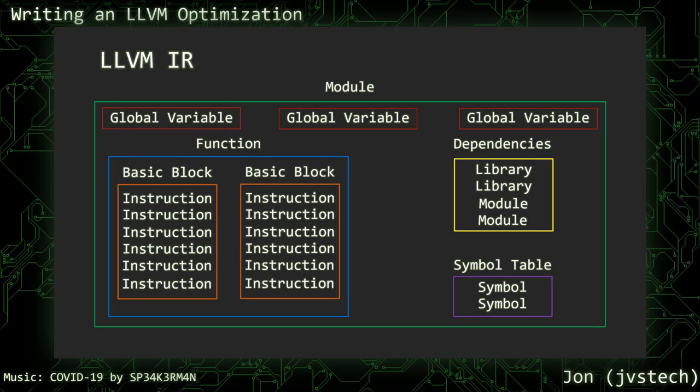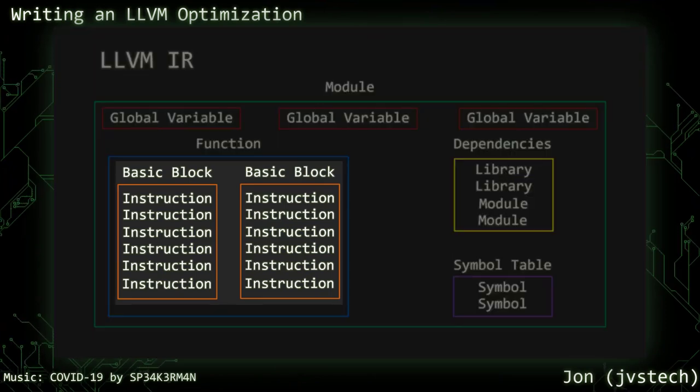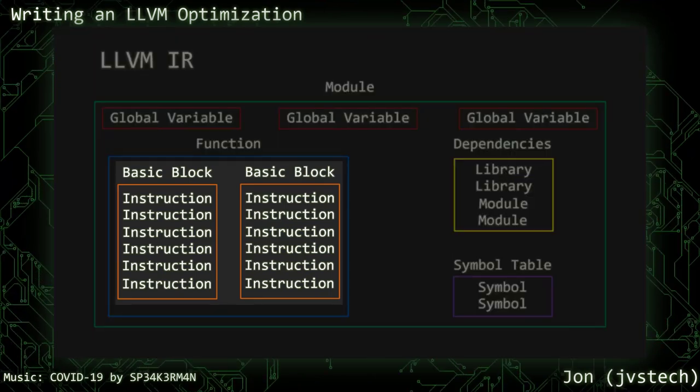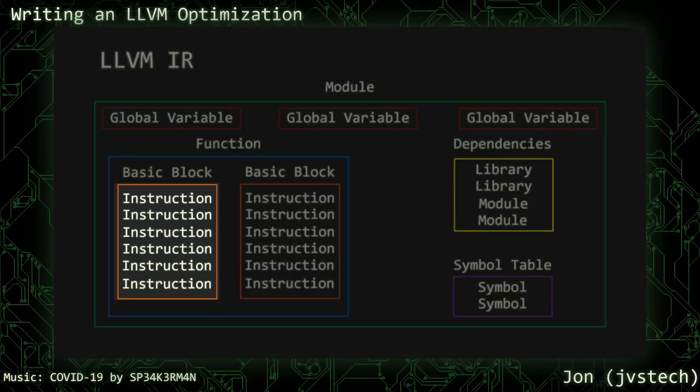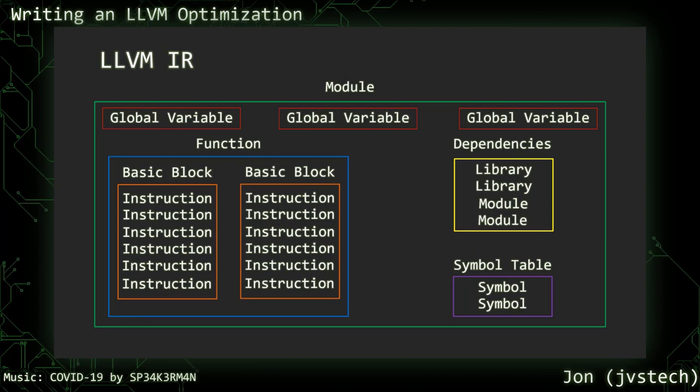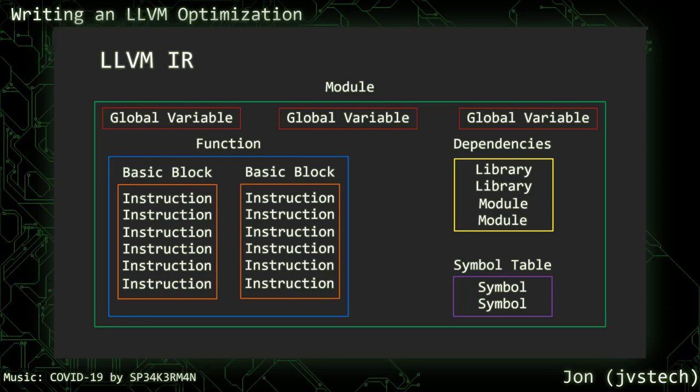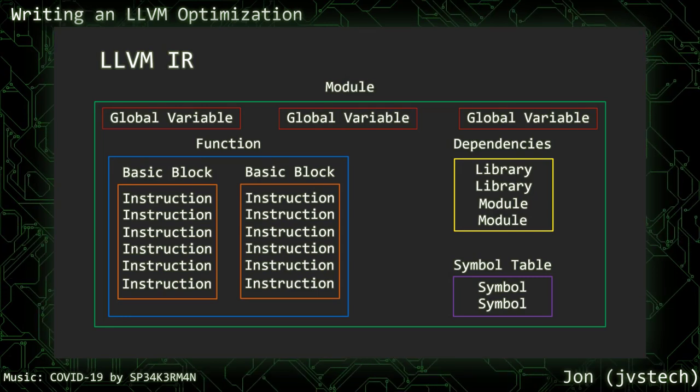Like regular assembly, each IR function is made up of a list of basic blocks, and each basic block is made up of a list of instructions. These IR instructions are what we'll be analyzing and transforming using our optimization. But the same could be done with literally any object in a module, including the module itself, for any optimization purpose.